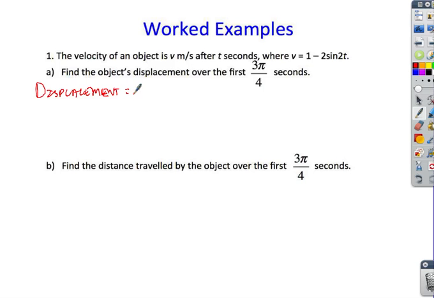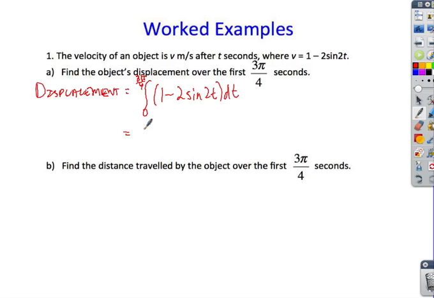Like I said before, I'm simply going to integrate over that time interval. I don't even have to have a picture of the graph because I don't care if areas are below or above the x-axis. So the integral of 1 minus 2 sine 2t dt. And now we just perform the definite integral.